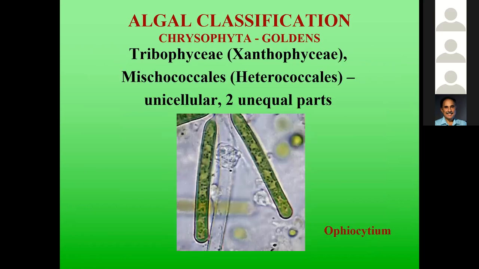Again, not all of them are big filaments, although you're not going to run across a lot of these. They're not going to bloom on you or create a management issue. Ophiocytium is one. There are other ones as well that are smaller, often attached. They may float free. Centritractus is one I see a fair amount of, but they're not going to cause problems in your water for the most part.